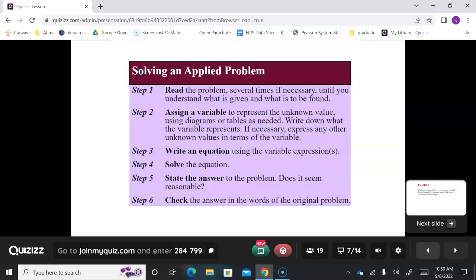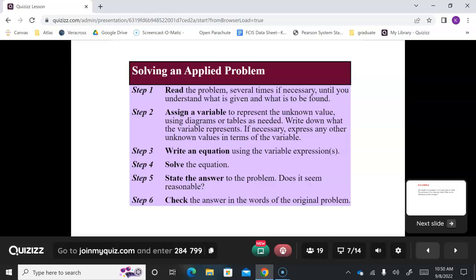But make sure you know what that variable represents. Sometimes you're going to have more than one variable. You need to be aware of what those variables represent. Write an equation using those variables to model the situation, solve it, and then most importantly, does your answer make sense? Okay? You need to take the extra 10 seconds to ask yourself, does your answer make sense?